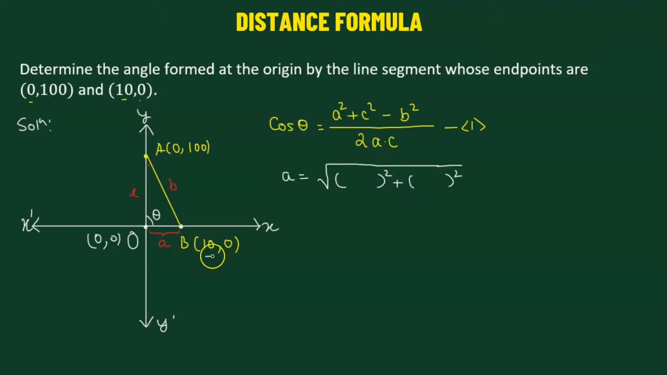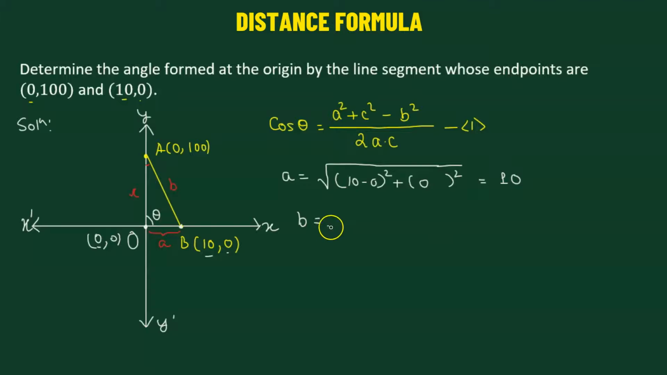We'll start with the x coordinate of B, so that's 10, and from it we subtract the x coordinate of O, so that's 0. So we have 10 minus 0, and we square it. Then we add it to the difference of the y coordinates. Since our y coordinate is 0 in both cases, we have 0 squared. So this is going to correspond to a value equal to 10. Then we have the length b.